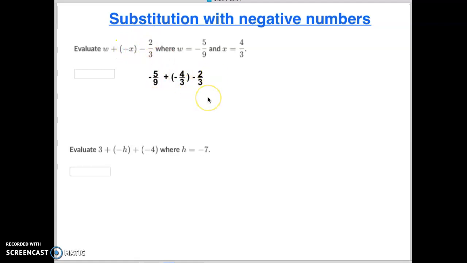Now, whenever you add or subtract fractions, you need a common denominator. Our common denominator would be 9, so the 5/9 can stay the same. The 4/3, we need to multiply the denominator and the numerator both by 3 to get a common denominator, so that would be 12 over 9. And then we multiply the negative 2/3 by 3, so that would be a negative 6 over 9.